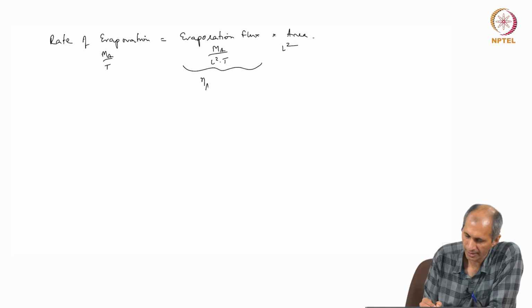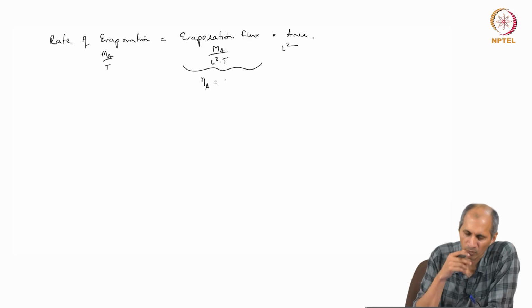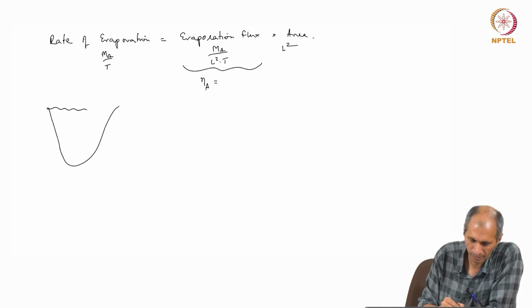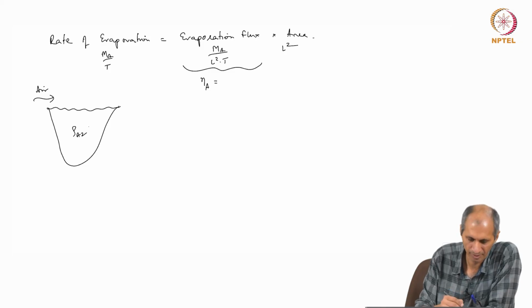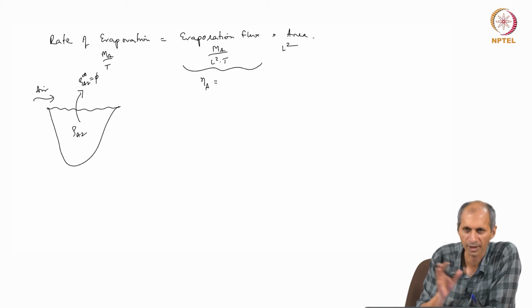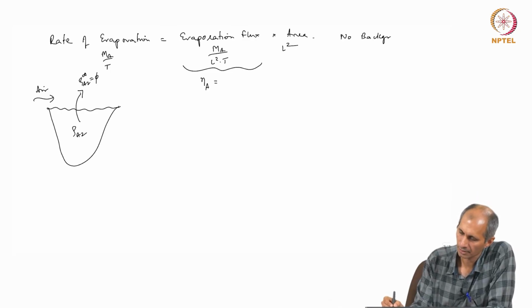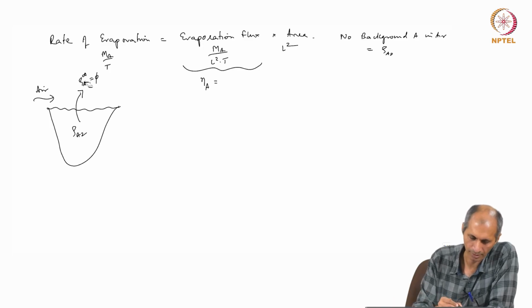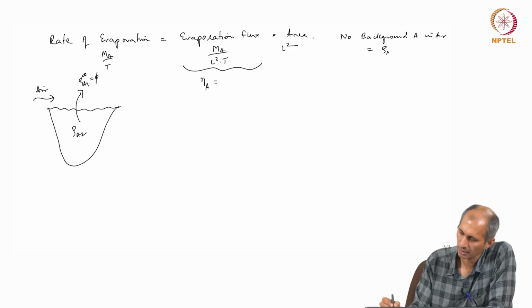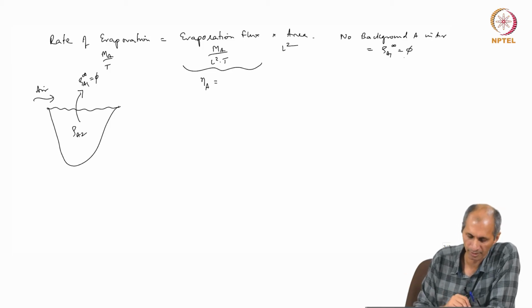This is the evaporation flux. The evaporation flux is NA. This NA has to be computed now. So, now we look at the system. There is water, there is air, and there is a concentration here. Now, it is going out from here to here. The concentration here is ρA∞, which we will assume to be 0 for the time being, no background concentration. When we say no background A in air, we are essentially saying ρA∞ is 0. This is the assumption we are making.